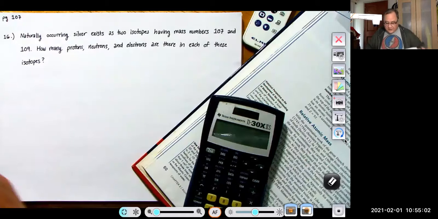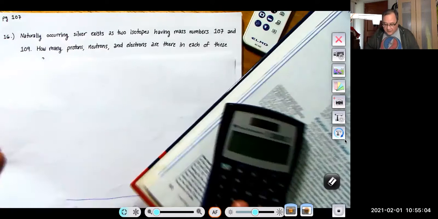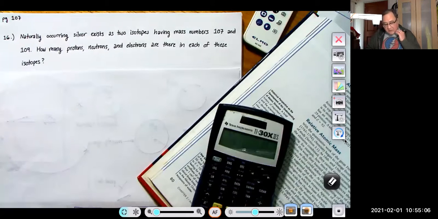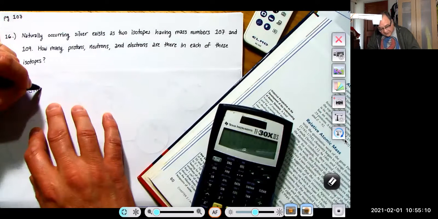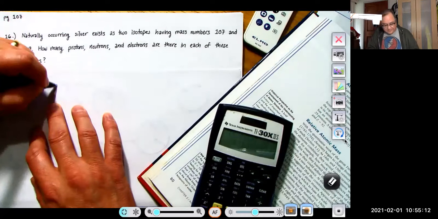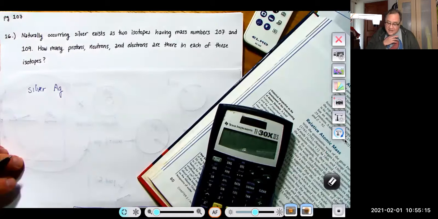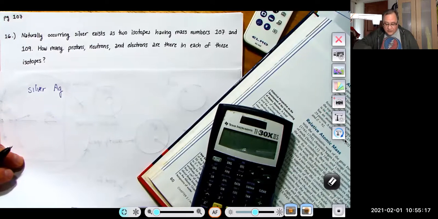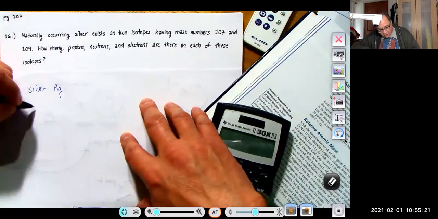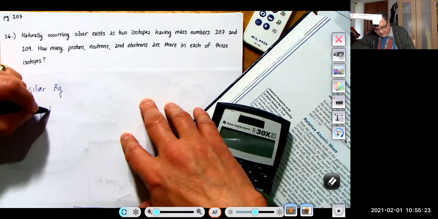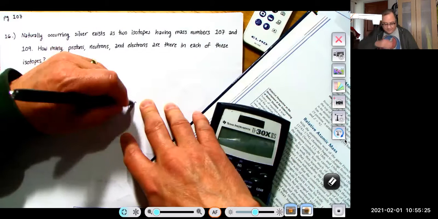Naturally occurring silver exists as two isotopes having mass numbers 107 and 109. So you need to know that silver has the symbol Ag. We have two isotopes with mass number 107 and 109. So I'm going to write silver 107 and silver 109.